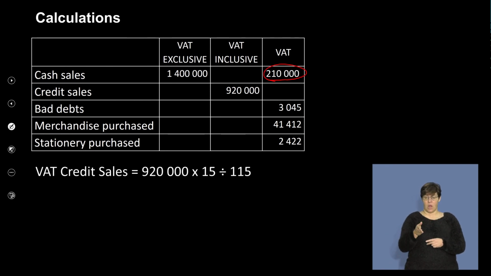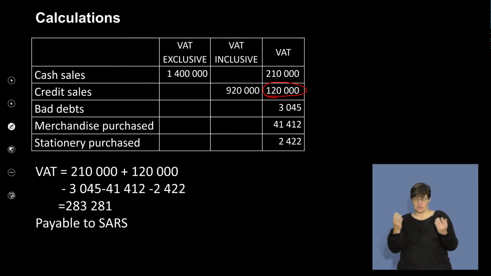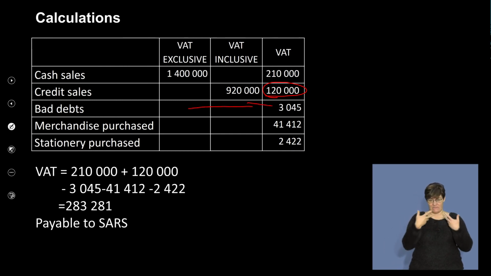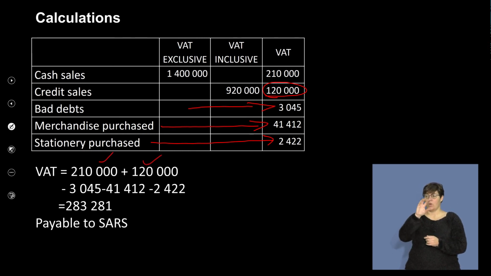In the second instance, again, you are given the exclusive amount. You know the calculation. It's the 15 over 115 to give you your VAT amount. Your bad debts, the VAT amount is given to you. Your merchandise purchase, your VAT amount is given to you. And your stationery purchase, the VAT amounts are given to you. Look at your calculation. It's a 210,000 plus the 120,000 because those are your outputs.